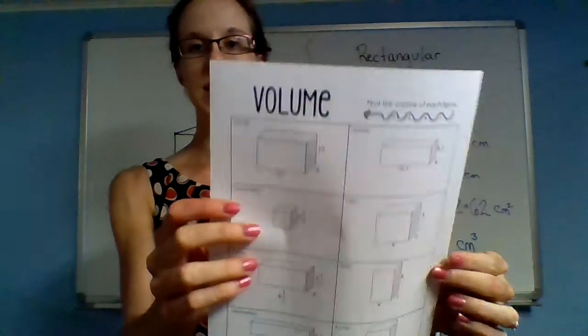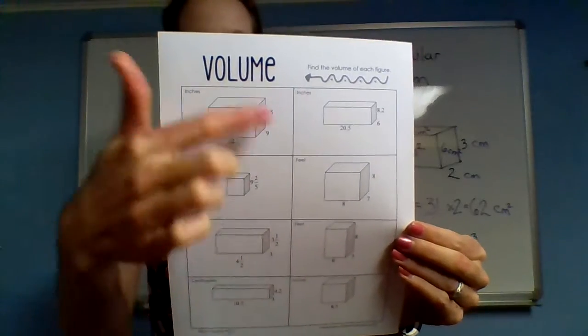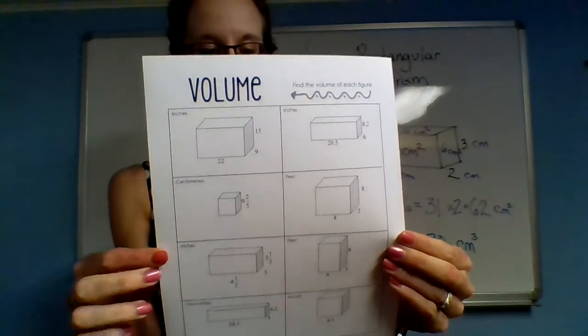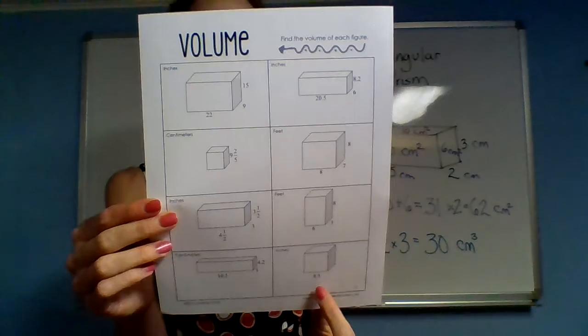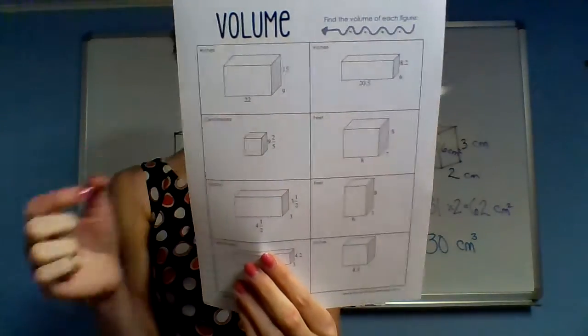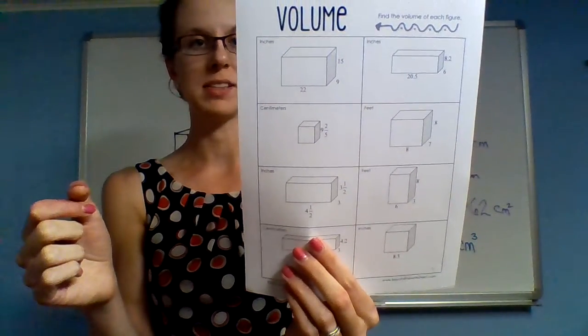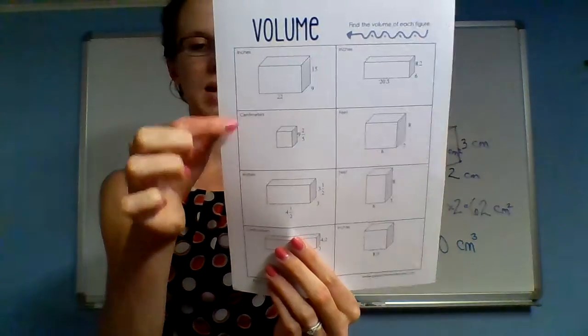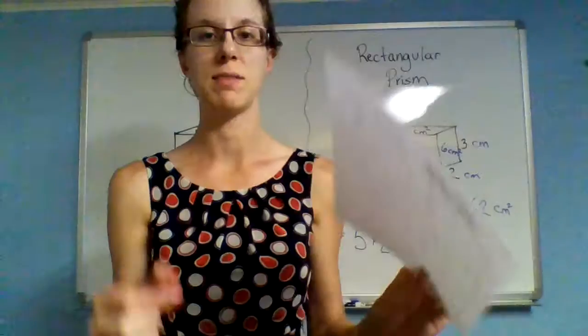Your worksheet activity for today is volume. There are 8 of them for you to find the volume of. If it only gives you one unit, like this one here or this one here, you can assume it's a cube and all those sides are the same. It lists the units up above, so make sure you include units with your volume.